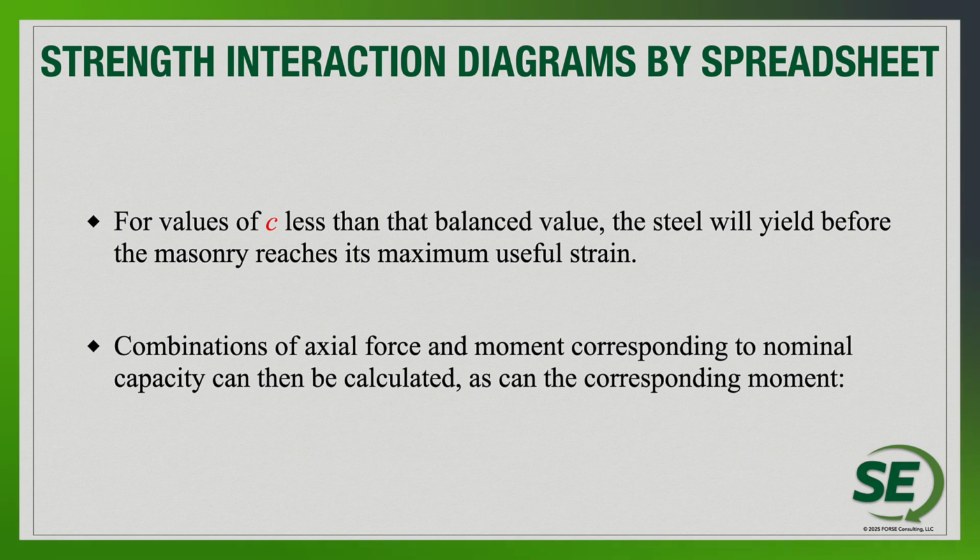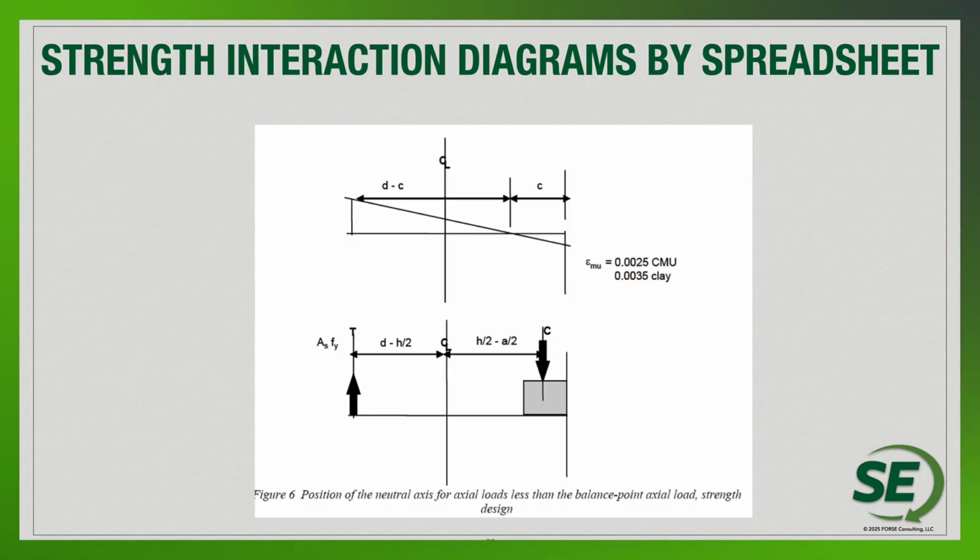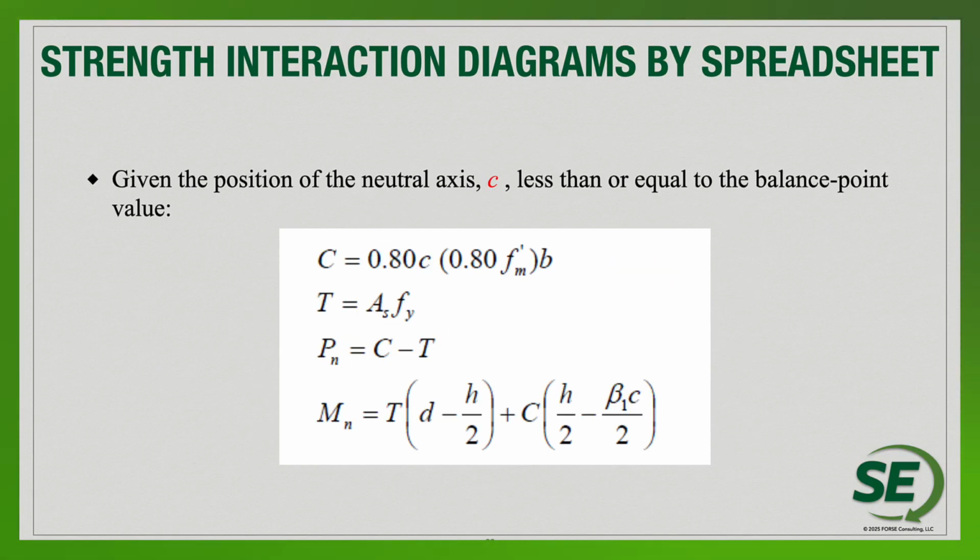So again, we can look at how the different interaction equations are going to work here, the different values that are going to be utilized. So given the position of the neutral axis C less than or equal to the balance point, we can see that C is going to be equal to 0.8 times C times 0.8 times F'm times B. Again, our tensile force is going to be As times Fy. And you can see again what the axial and moment capacity equations would be.